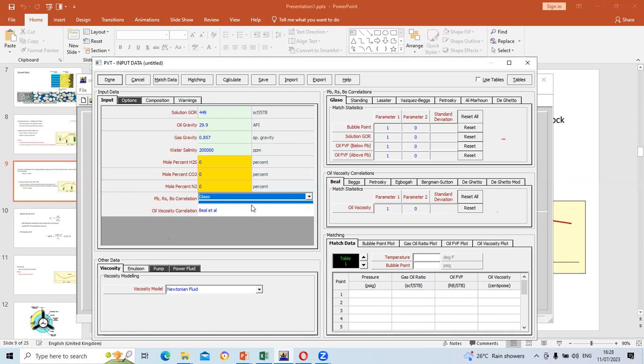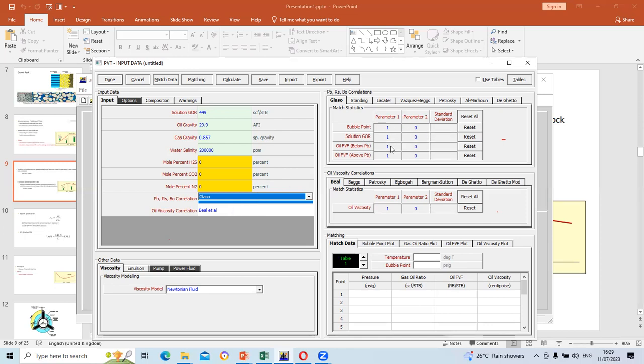but within a particular range of PT. What we're going to do now is to match this data to the various correlations so that we will now know exactly which correlation is the most appropriate.